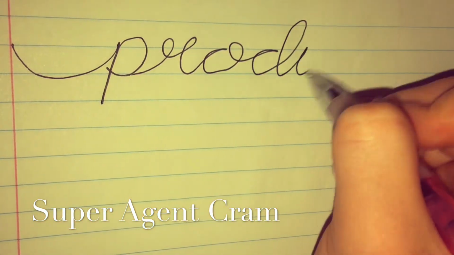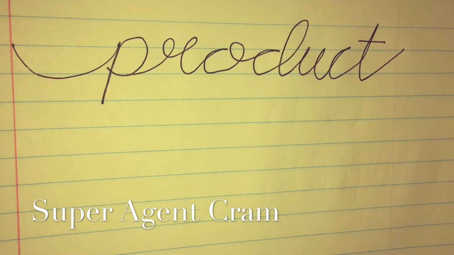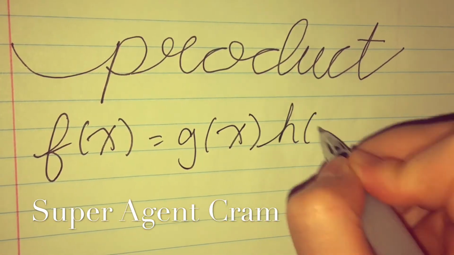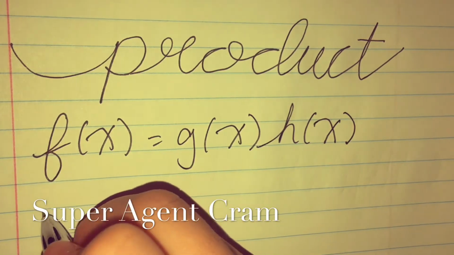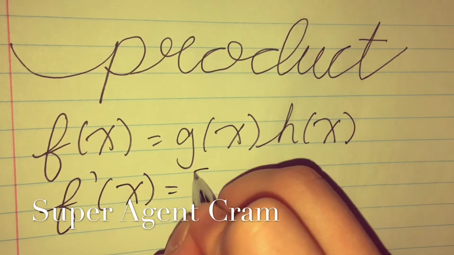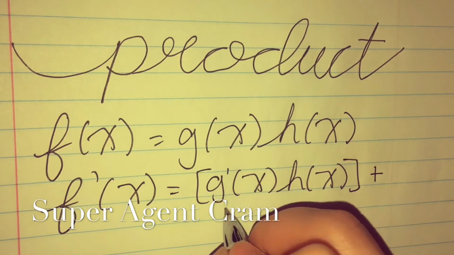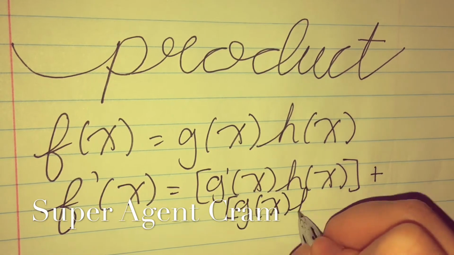The product rule. If you have a function f of x equals g of x times h of x, then the derivative of that function is f prime of x equals g prime of x times h of x plus g of x times h prime of x.